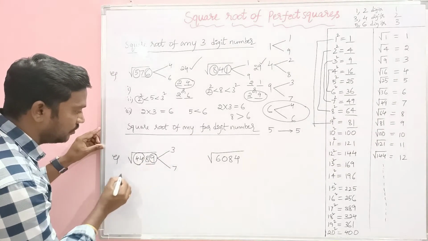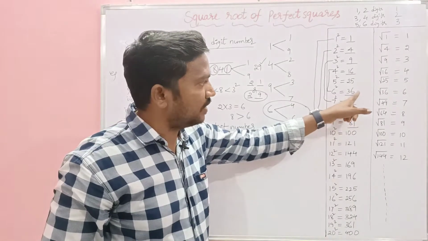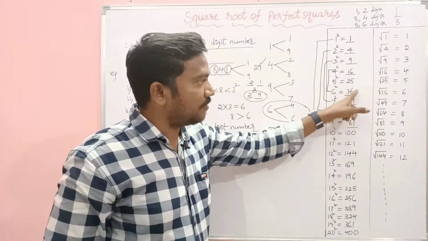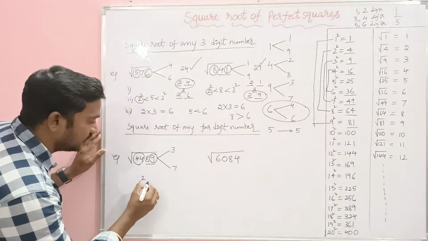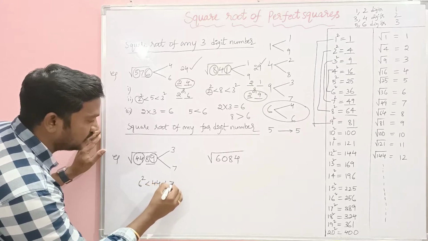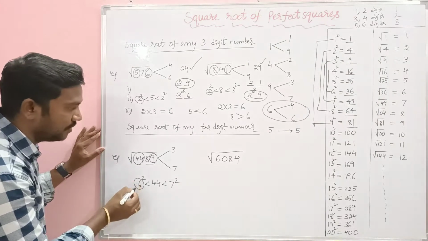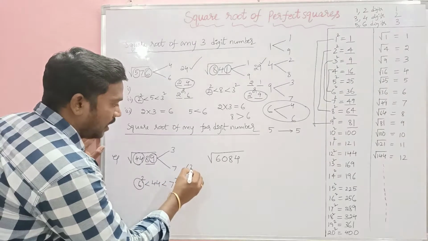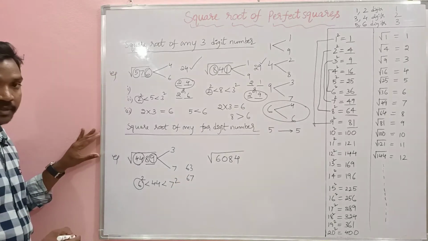Now take the quotient 44. Where does it lie? 44 lies between 36 and 49. So it means that 44 lies between 6 square and 7 square. So here we have to take the smaller number. So the answer is either 63 or 67.